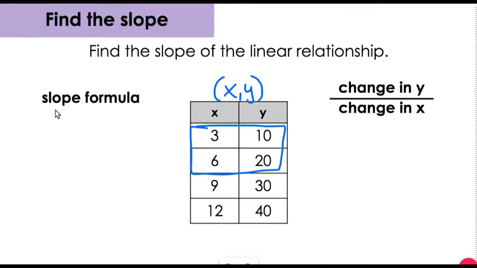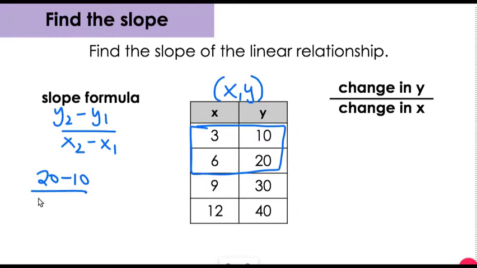And remember, our slope formula is the second y minus the first y over the second x minus the first x. So here are my y's. So 20 minus 10 over 6 minus 3. I get 10 thirds. My slope.